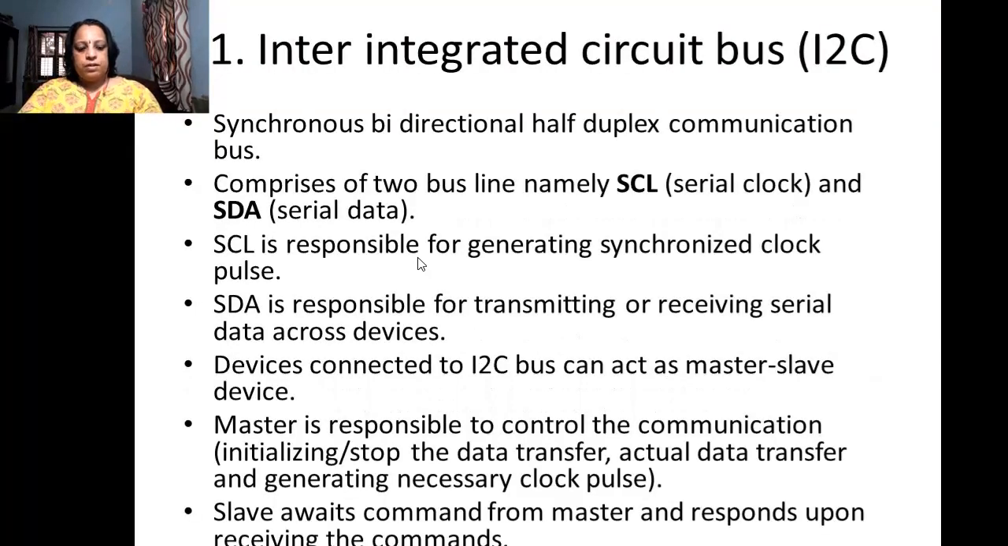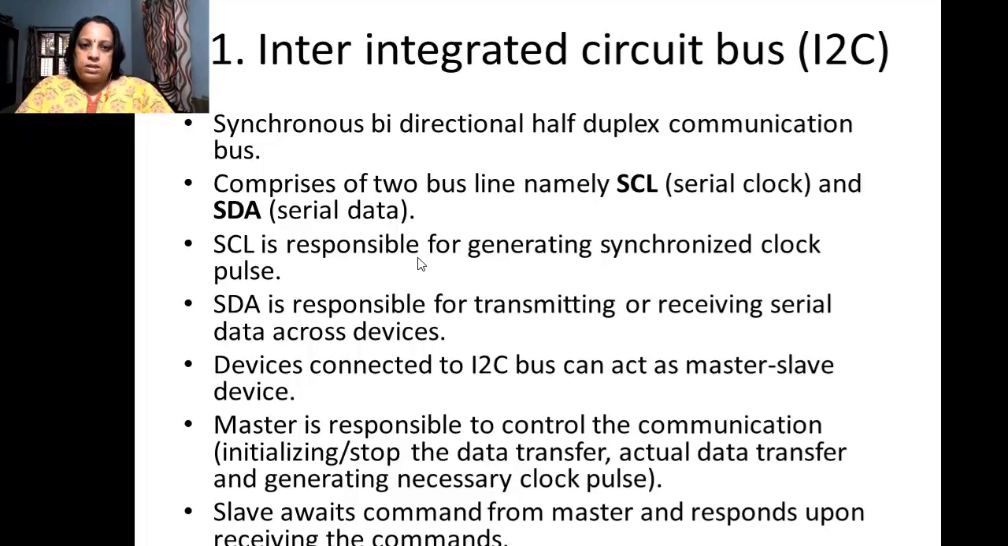The first communication interface that we will be studying is called the inter-integrated circuit bus, also known as I2C. This is basically a synchronous communication bus. When I say synchronous, that means there is a requirement of a clock pulse to synchronize the transmission. It is bidirectional, meaning we can do a read as well as write operation through this bus, and it is half duplex, in the sense that only one thing can be done at a time. So, I2C is a synchronous bidirectional half duplex communication bus.